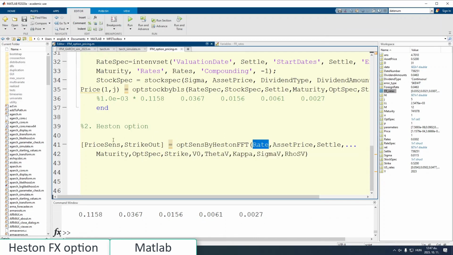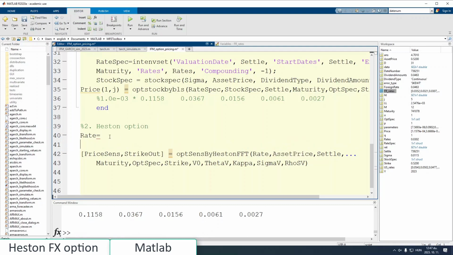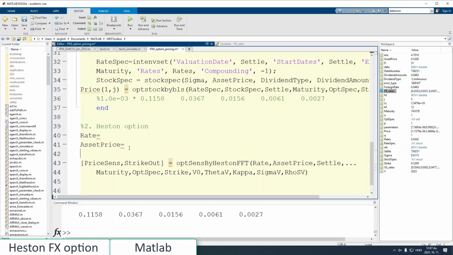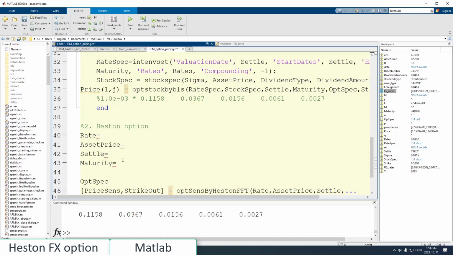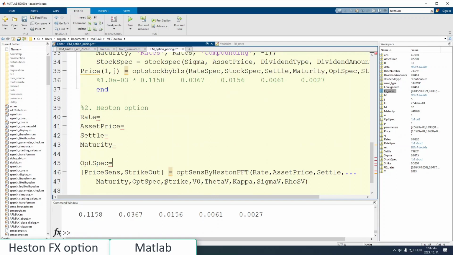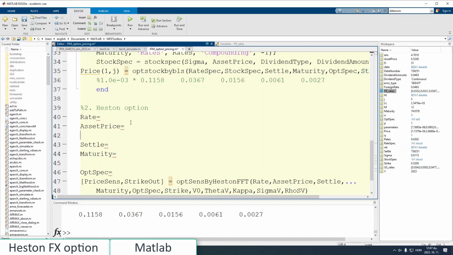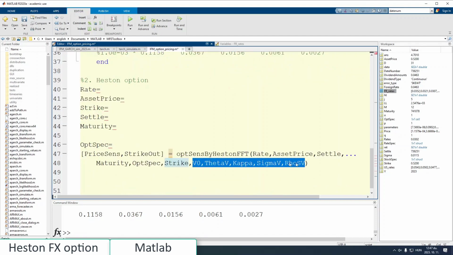So again: rate, asset price, settle date, maturity, spec. We know that this one is a designated one. Strike. Why is strike at a completely different location than the asset price? So let's move it here because we know this one, and then all the rows.